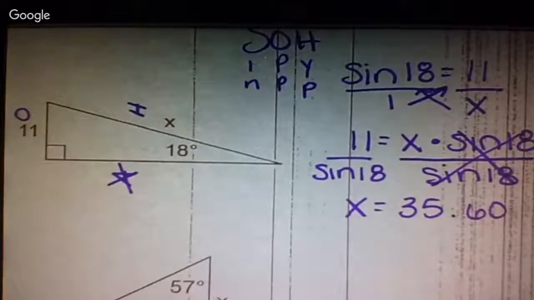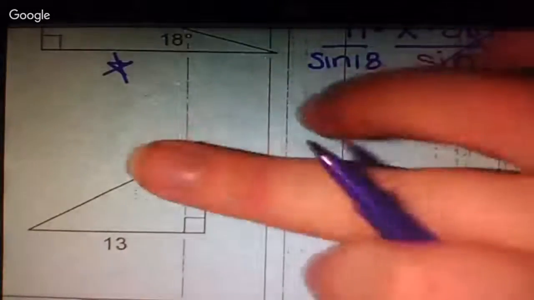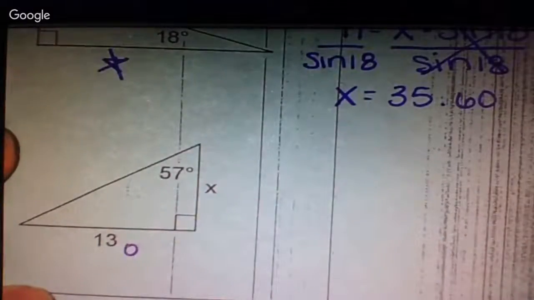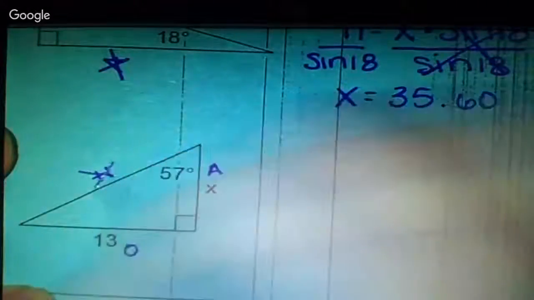Question. Okay. Let's go one more. Label my sides. Cover 57. 13's opposite. X is my adjacent. This is my hypotenuse, but I don't know anything about it, so I don't use it. So I've got O and A.